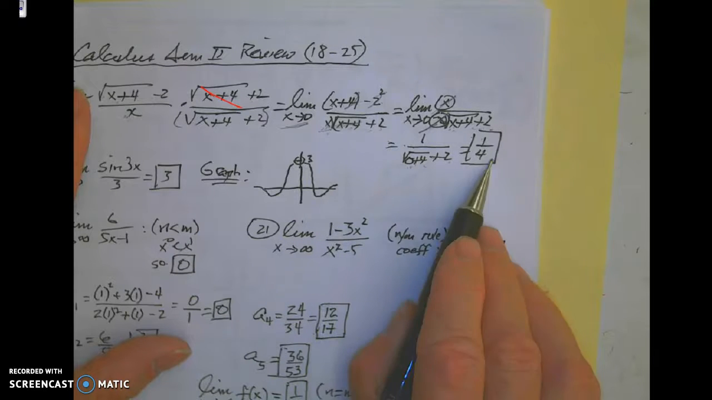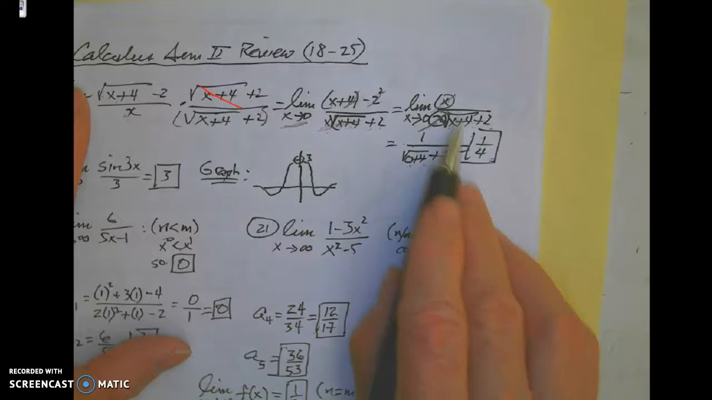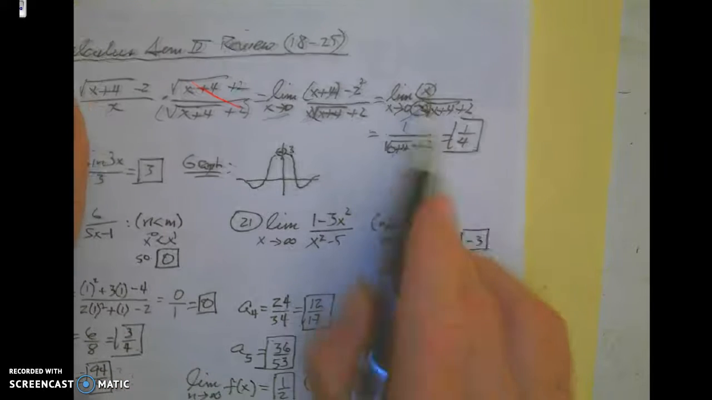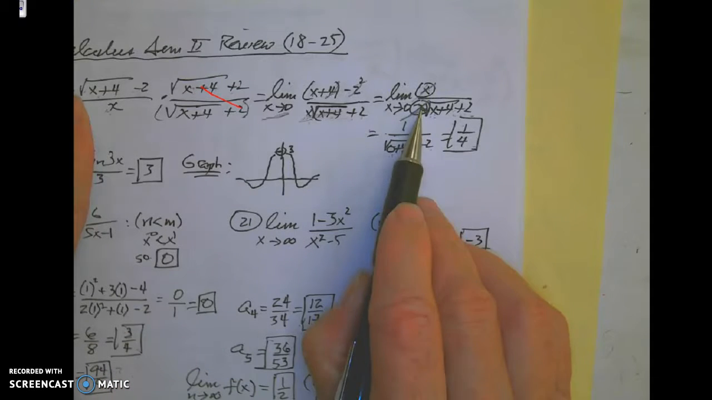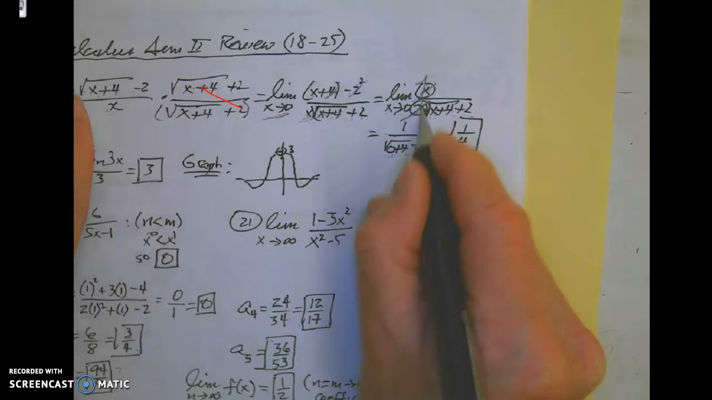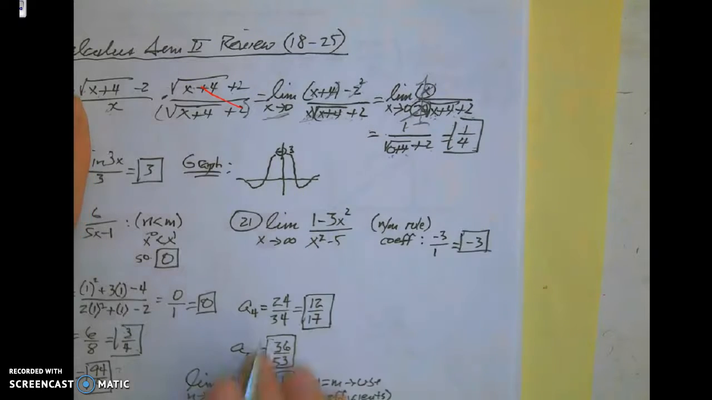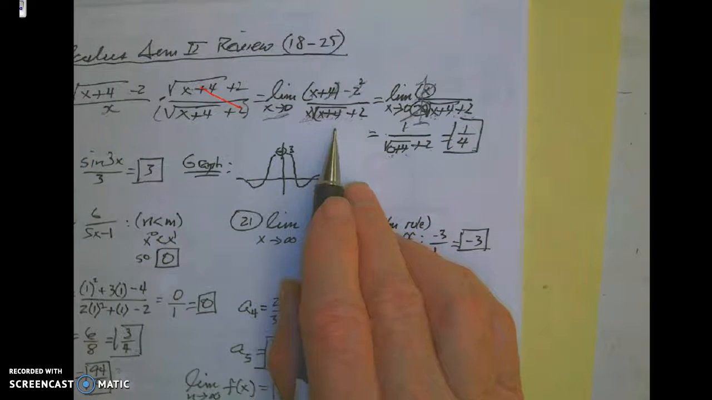2 plus 2 is 4, and I have just a 1 on top. Now, that 1 on top is because x over x turned this whole thing into 1. It's not a 0 on top. You don't want to substitute too early. You want to get until you get to the simplified form.